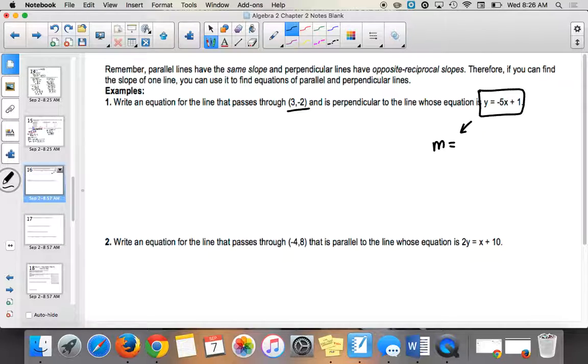Okay, so the original slope is -5, so the perpendicular slope is going to be what? Yeah, 1/5. You got to flip it and make it the opposite sign, so 1/5. And then we're passing through the point 3, -2. So let's go ahead and do the point slope form again. So I'm plugging in 1/5 for my slope, and I'm plugging in 3 and -2 for my x1, y1. So I have y minus a -2, so +2.